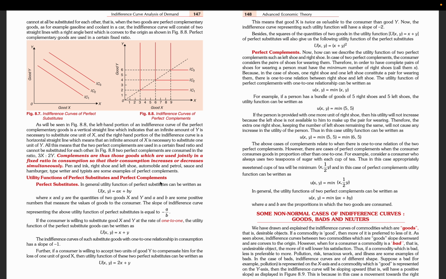Utility functions of perfect substitutes and perfect complements. General for perfect substitutes is this, where x and y are quantities of x and y, and a and b are some positive numbers that measure the value of goods to the consumer. The slope of the indifference curve representing the above utility will be minus a by b. If the consumer is willing to substitute good x and y at a rate 1 to 1, the utility function will be x plus y, right? Because both a and b will in this case be 1 and 1.